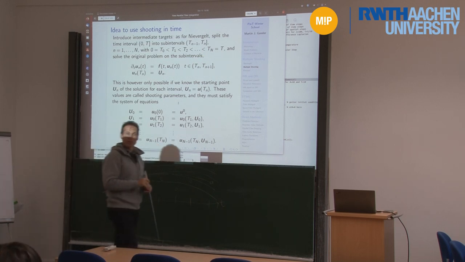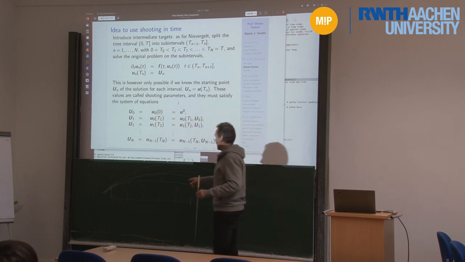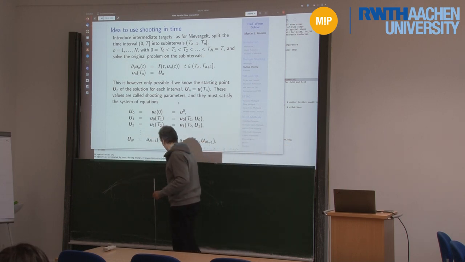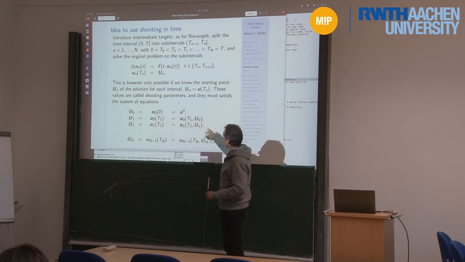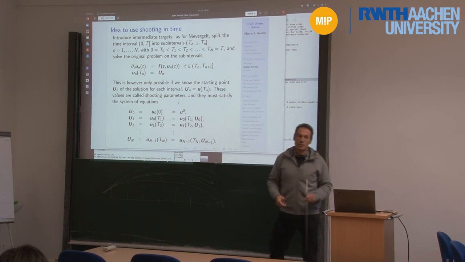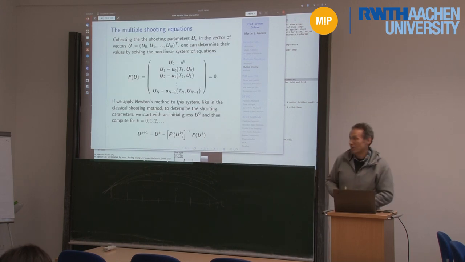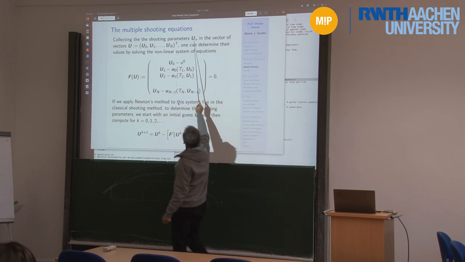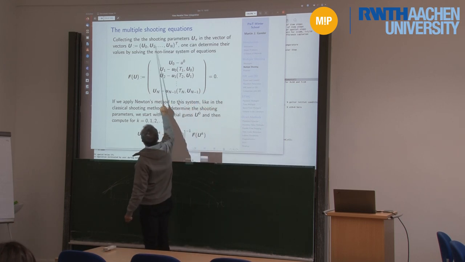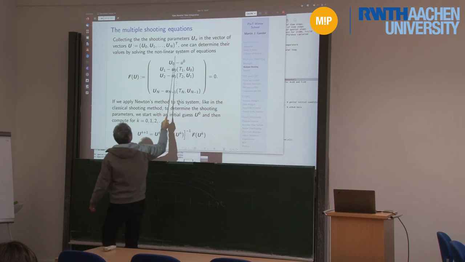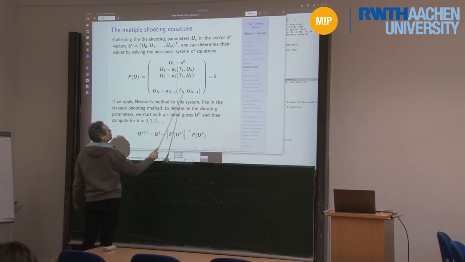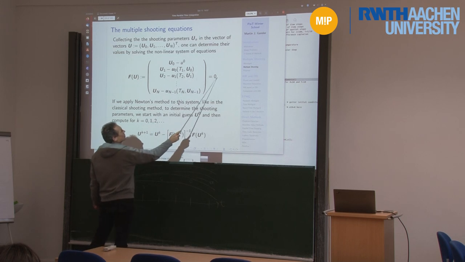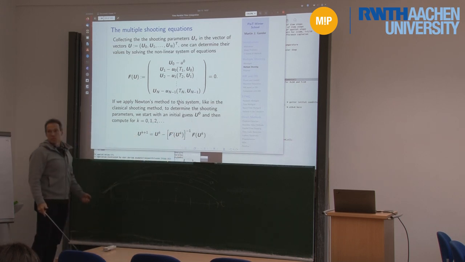So this is a nonlinear system of equations, and suddenly it looks like one has things to solve on each interval, because a nonlinear system of equations you solve by iteration, Newton's iteration in particular. So let's write Newton's iteration. If I collect all these shooting parameters into a vector, then these nonlinear relations become a nonlinear system, f of u equals 0. And this you would solve with Newton. Find all shooting parameters simultaneously.